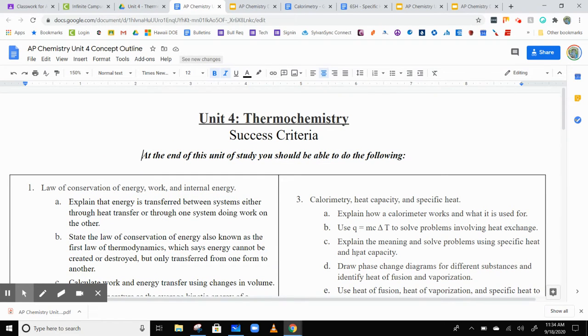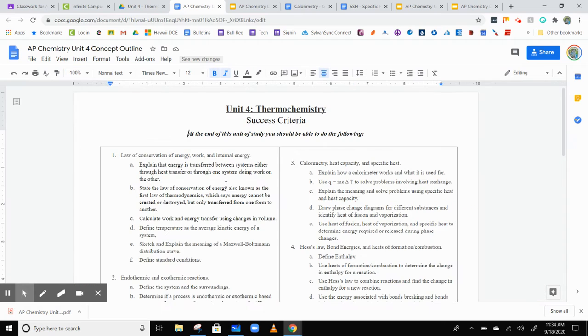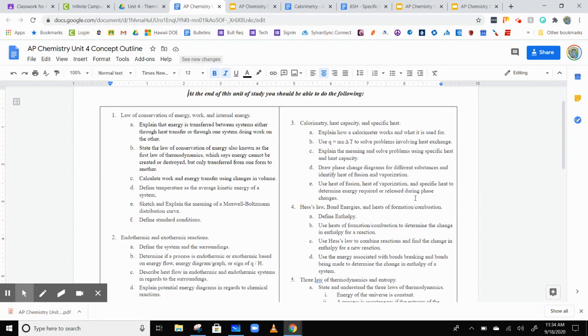Okay, guys, we're starting a new unit here on thermochemistry. So this unit deals with enthalpy and entropy, heats of reaction, basically. If you look at this unit outline here, it's actually pretty extensive. There's a lot of stuff that we got to cover in this unit.